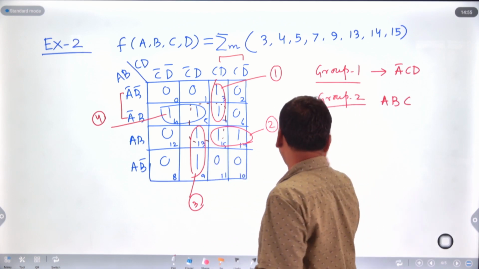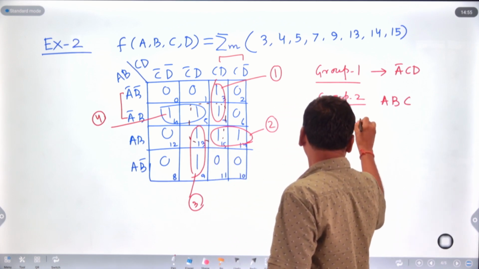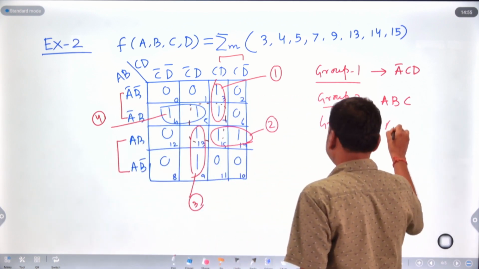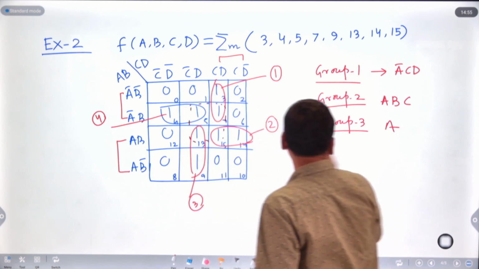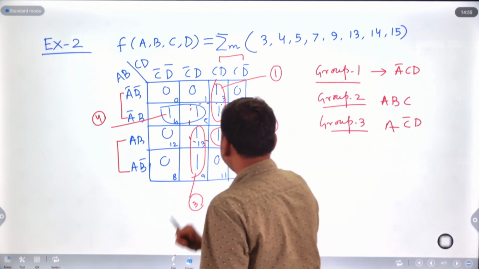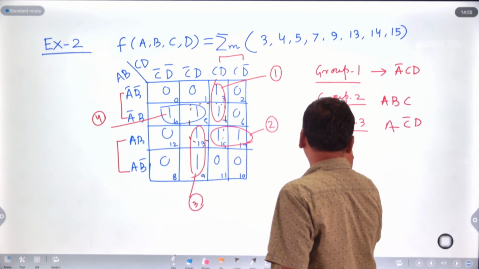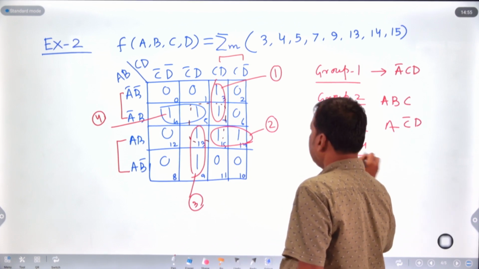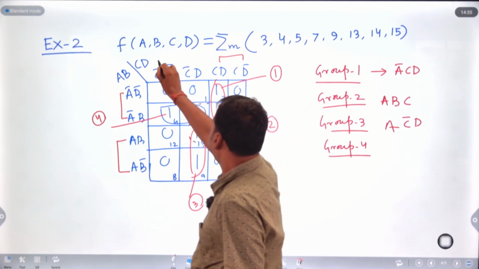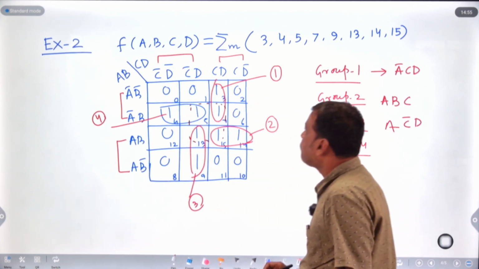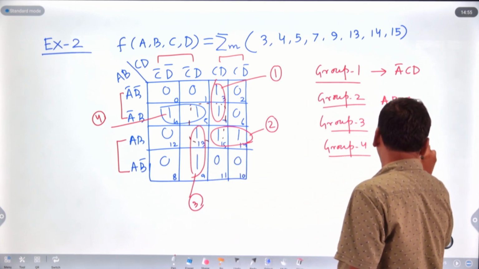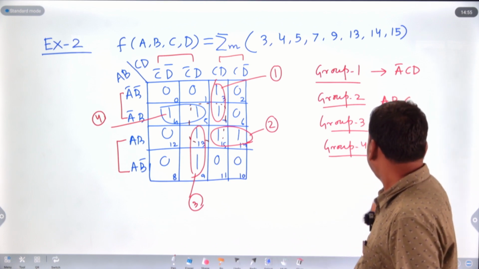Group 2. In group 3, what is the common here? That is only A. Here the common is C bar D. A C bar D. This is group 3. Then group 4. In group 4, this is your A bar B, and this is your C bar D bar, this is your C bar D. C bar is common, and A bar B C bar. In group 4, you will get this one.